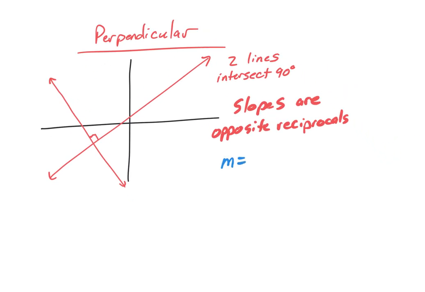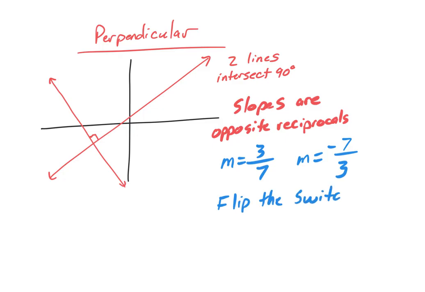So for instance, if I said one of them had a slope of 3/7, the other one would have to have a slope of -7/3. So we flip it over and we switch the sign. One's got to be positive, one's got to be negative, and the two slopes are reciprocals as well. Okay. So you got to do both things, opposite and reciprocal. So the saying that I always use here to kind of remember this is we have to flip the switch. We flip it over and we switch the sign.